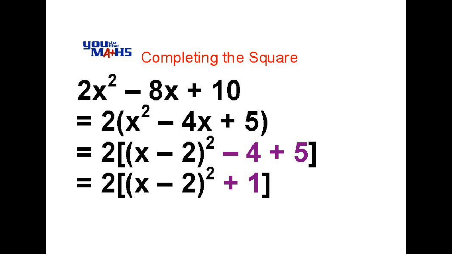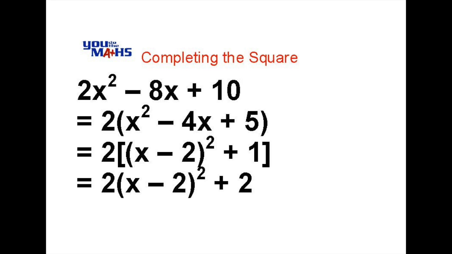Now that's not the final version of completing the square. What we now need to do is expand with the 2 that's outside the square bracket. So we multiply it out to become 2 outside of x minus 2 all squared and then plus 2.